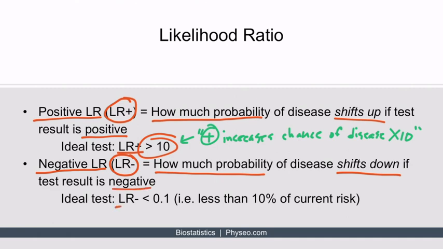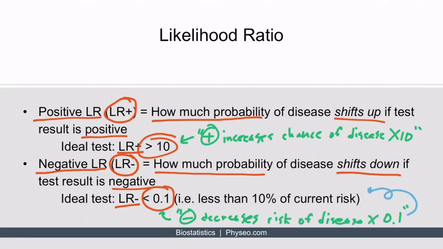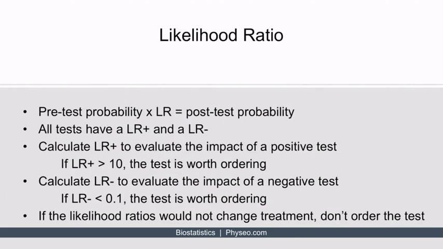Ideally, a negative likelihood ratio is less than 0.1. And this means that a negative test result decreases your chance of disease by 0.1 times. As written here, it is less than 10% of your current risk, because a multiple of 0.1 is 10%. Now, it's important to know that before likelihood ratios are calculated, you need the pretest probability.